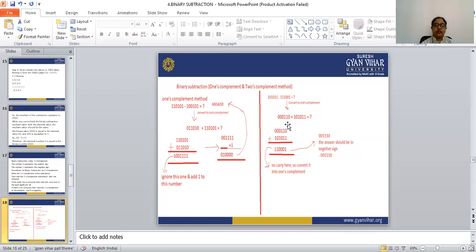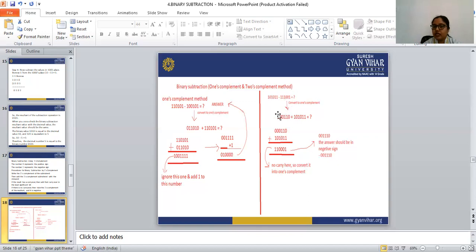Then let's see another example of binary subtraction by using the ones complement method. 1 0 1 0 1 1 minus 1 1 1 0 0 1 is equal to what? We first consider the second number and convert it into the ones complement number. In the place of 1, we write 0. 3 times 1 becomes 3 times 0. In the place of 0, 2 times 0, we write 2 times 1. In the place of 1, 0. So this is the ones complement number of the second number.